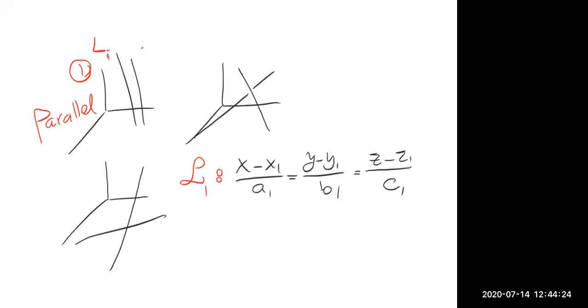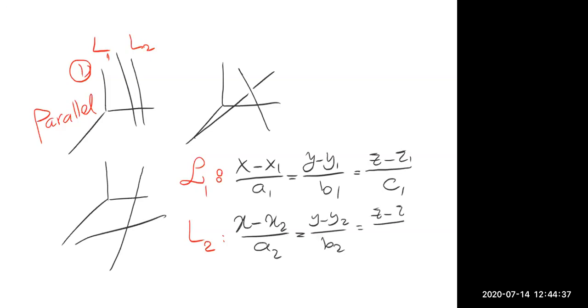This is the parametric equation I just defined. Let's say I have another line, whose equation is something else. The parametric equation of a line would be something like this. Now the question is, how can I understand if they're parallel or not? When these two lines are parallel, how can I decide if these two things are parallel or not?